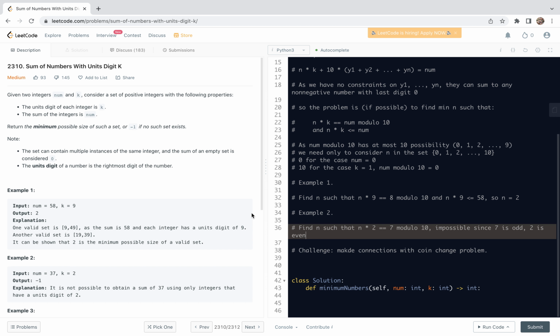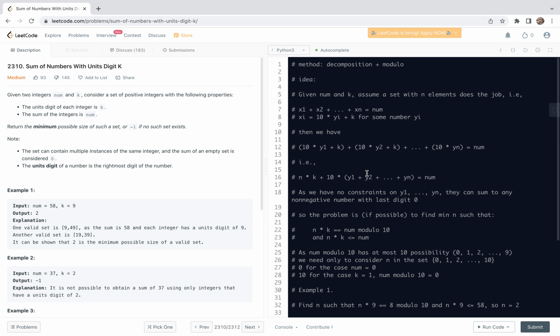Let's look at problem 2310, sum of numbers with unit digit k. For this problem, we're going to provide a solution called decomposition and modulo operation. First, I'll go through the statement of the problem, and then I will explain the idea. And finally, we will write the code and explain and test the cases.